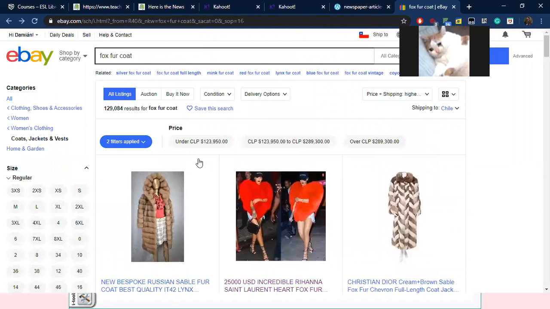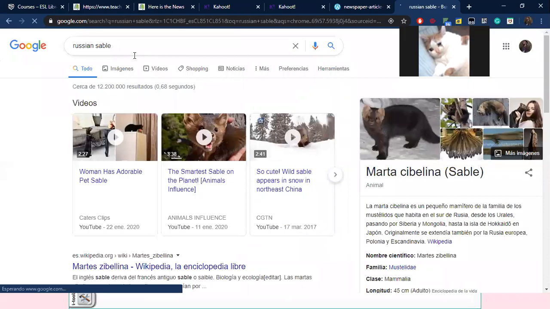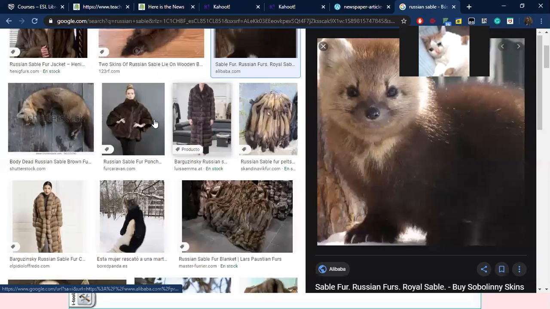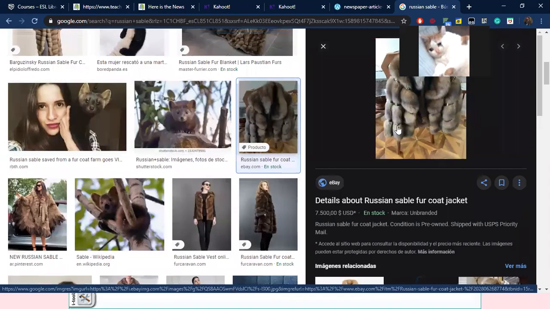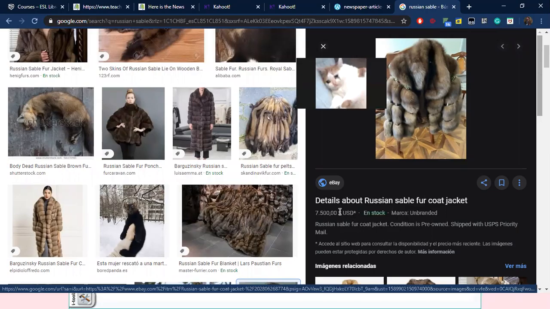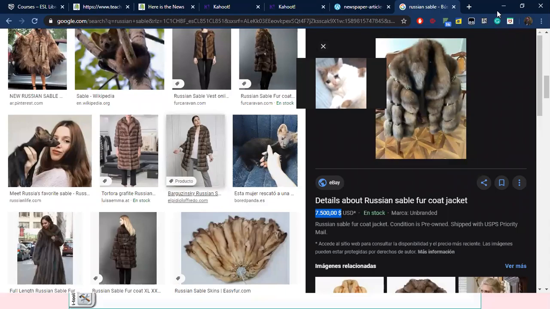Next, Rihanna. Sable, Russian Sable. Veamos de quién lo hace. ¡Mire, tan lindo! Pucha, y sale el animalito y salen puros abrigos, nada que ver. ¿Cuántos de estos necesitarán para hacer una chaqueta? Como 40. Bueno, esta sale $7,500, como 4 millones y algo, o 5, depende del dólar ahora. Voy a quitar ya. Chao. Ok.